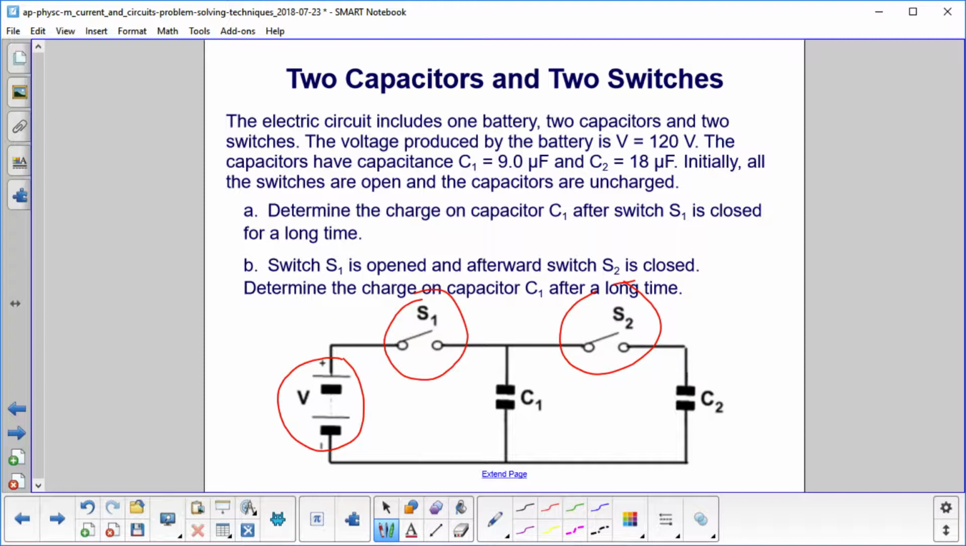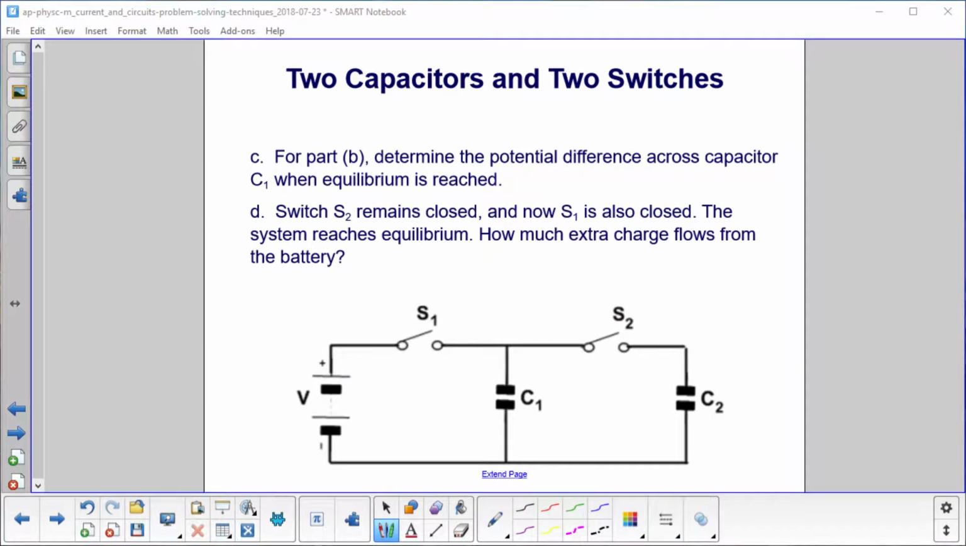First we'll close switch S1 and determine the charge on the capacitor C1 after a long time. We will then open S1 and close S2. Then determine the charge on capacitor C1 after a long time. For part B, determine the potential difference across capacitor C1 when equilibrium is reached.